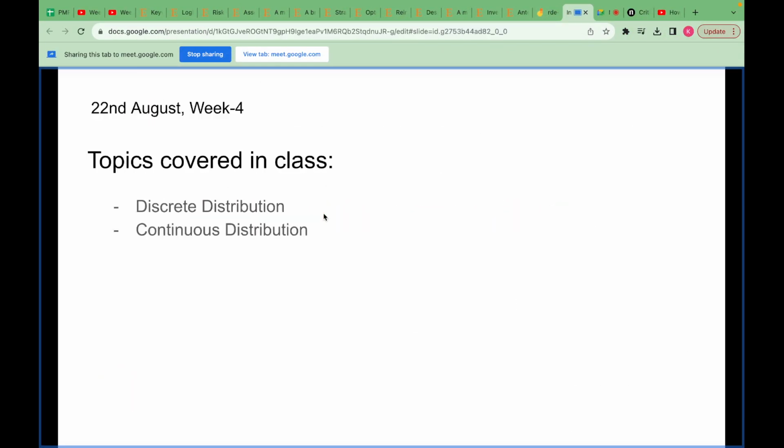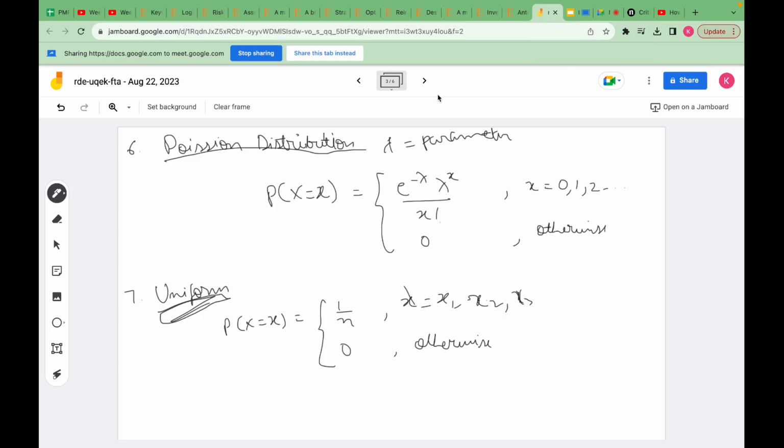This is the fourth week, and today we are going to cover these two topics: discrete distribution and continuous distribution. We are going to discuss a few problems related to these two types of distribution. Before going to the problem solving session, I will go through the formulas of each standard distribution.